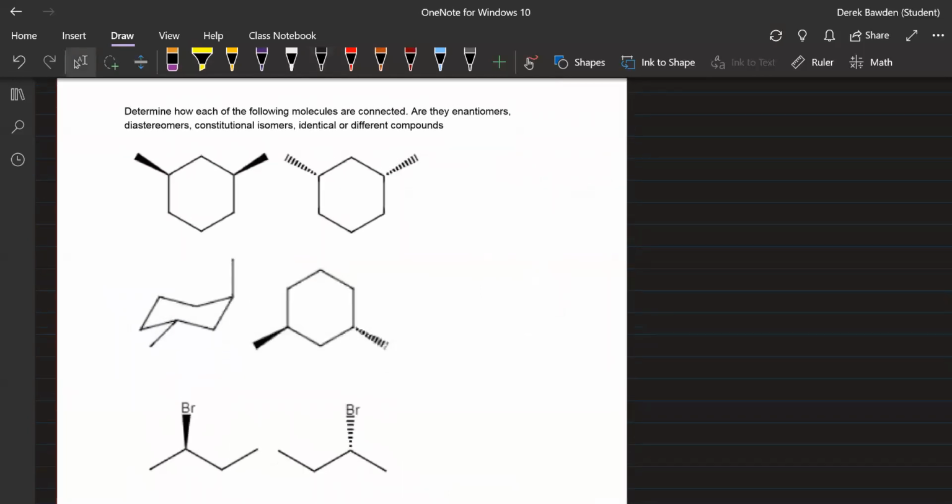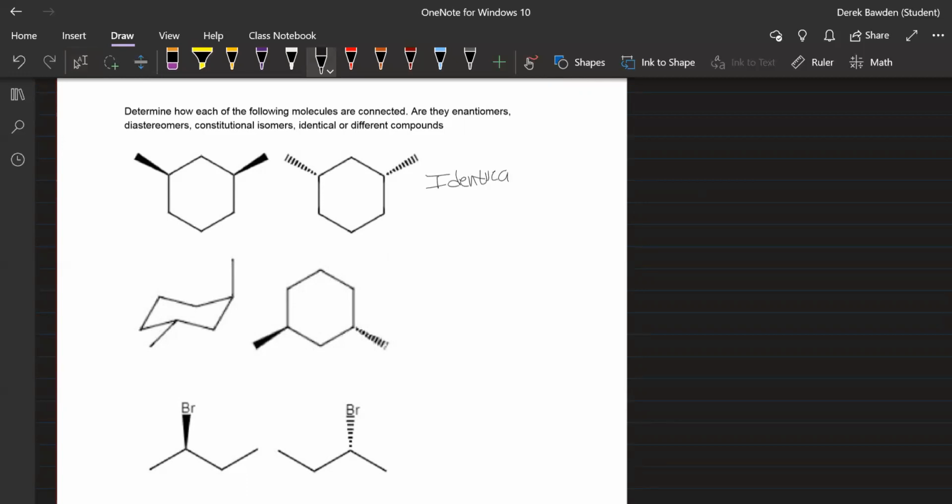So we're going to determine how each of the following molecules are related. They're either going to be enantiomers, diastereomers, constitutional isomers, identical, or different. Okay. So what do you guys think for this first one? They're identical, the first ones. They are.